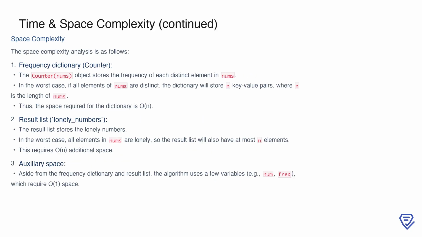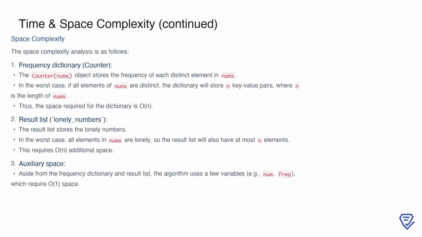Now let's shift our focus to space complexity. The primary contributor here is the frequency dictionary created by counter nums. In the worst-case scenario, where all elements in the array are distinct, the dictionary would store one key value pair for each of the n elements. This requires O(n) space. Additionally, we have the result list, lonely_numbers, which stores the lonely numbers.